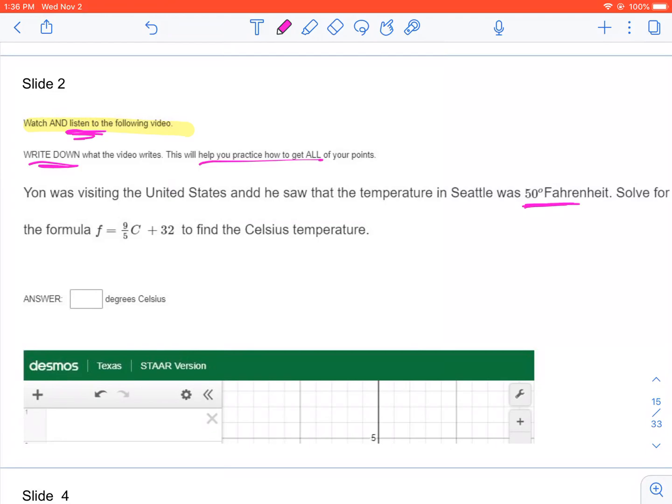So what you're going to do is take a minute and write down this formula right here on your page. And then in the place of F, we're going to put a 50. So we have 50 equals 9 over 5C plus 32.